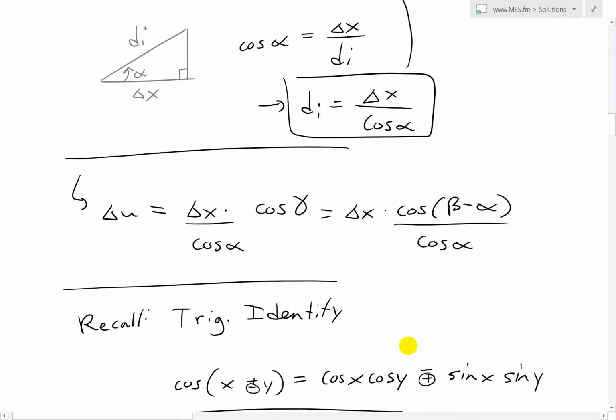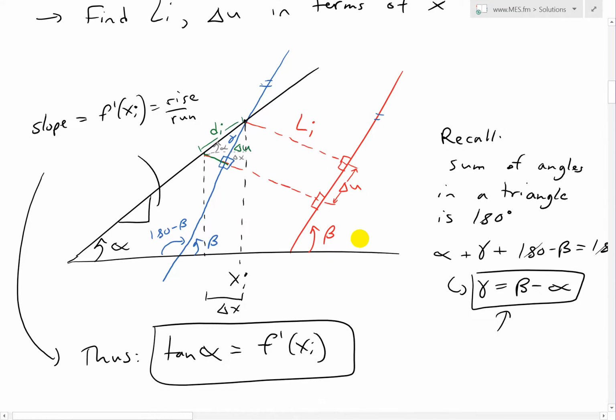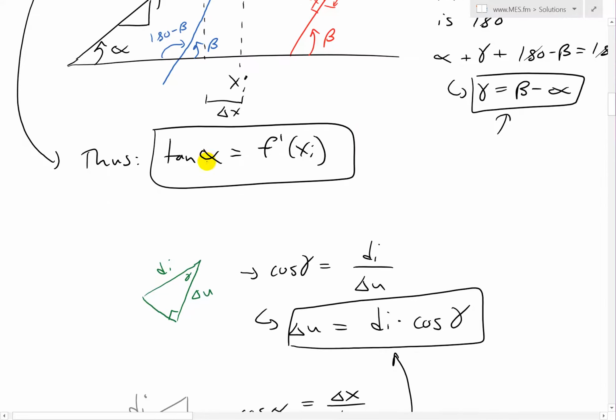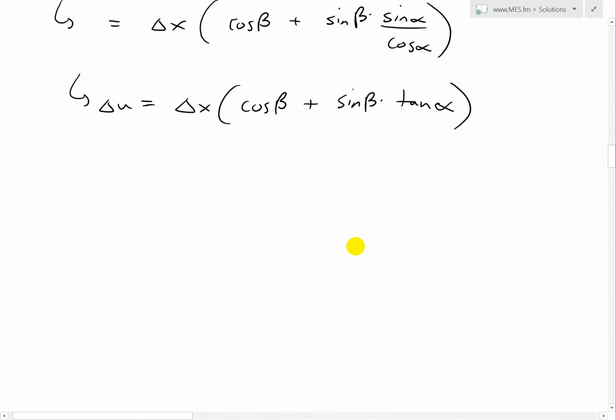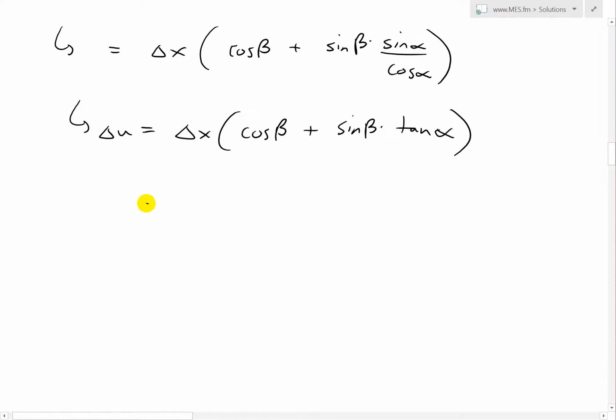And now it's going to be useful that we already solved our rise over run. Tan alpha is equal to this derivative, f prime of xi. So this equals delta x times cosine beta plus sine beta times f prime of xi.